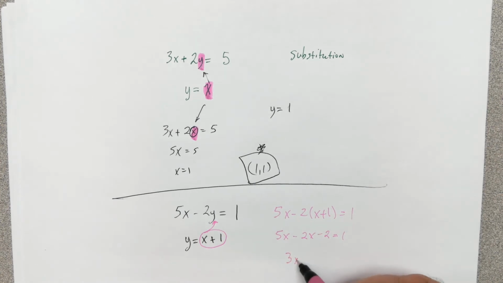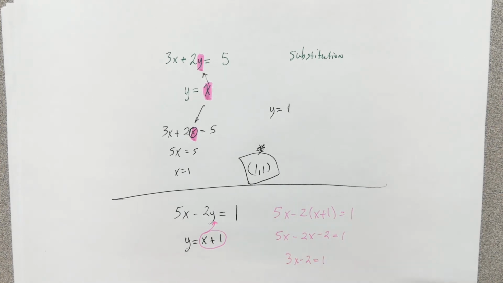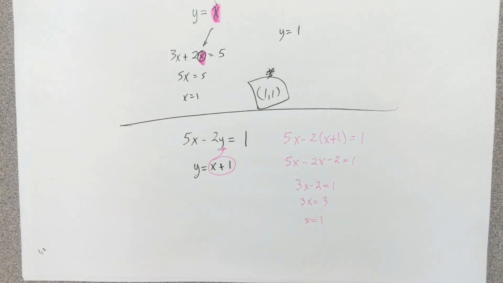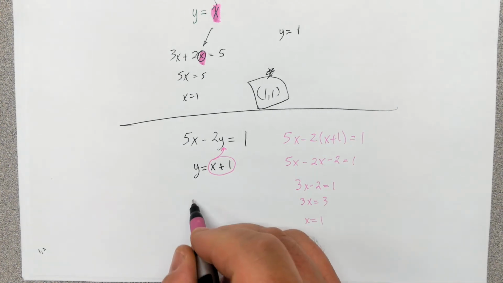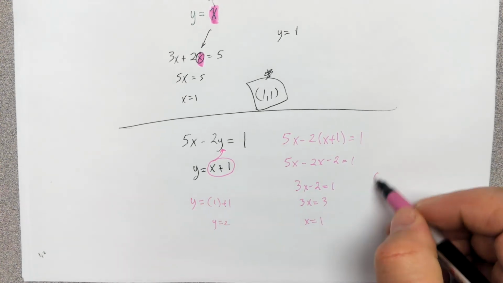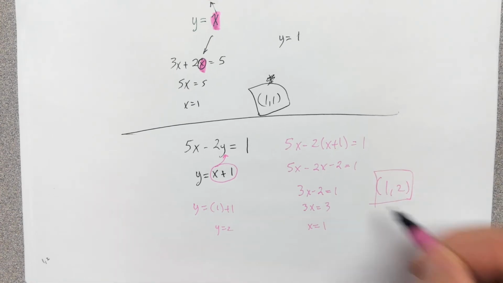So that's 3x minus 2 equals 1. 3x equals 3, x equals 1. Well, sorry, couldn't see. My fault. So then, since x equals 1, plug that in, right? y equals 1 plus 1, so y equals 2. So your answer, 1, 2. 1, 2, buckle my shoe.